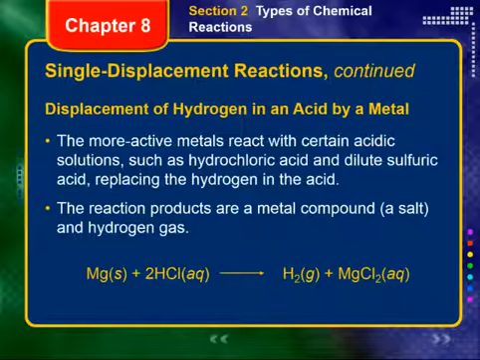Displacement of hydrogen in an acid by a metal. The more active metals react with certain acidic solutions, such as hydrochloric acid and dilute sulfuric acid, replacing the hydrogen in the acid. Again, you're not going to have to remember all this text that I'm reading through. You're going to have to remember the general format of this reaction.